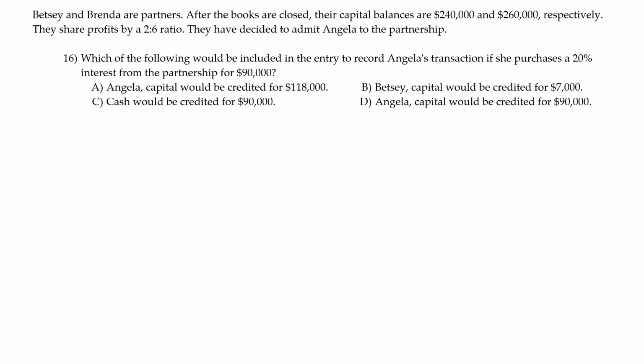Let's look at this example here. We are going to add a partner to the partnership. Betsy and Brenda are partners. After they close their books, their capital balances are 240 and 260,000 respectively. They share profits on a 2-to-6 ratio, and they've decided to admit Angela to the partnership.